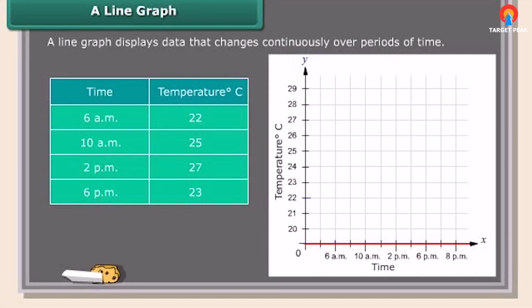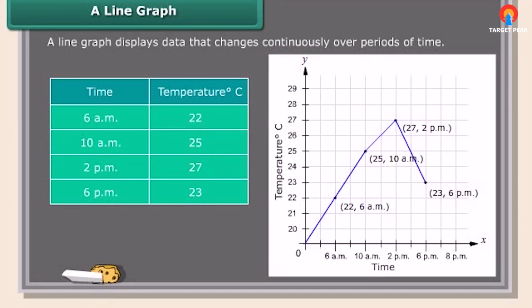The horizontal line, the x-axis, shows the timings at which the temperatures were recorded. The vertical line, the y-axis, denotes the temperature. The temperature of every 4 hours is recorded and plotted as points, as shown in the graph. These points are connected by line segments. The result is a line graph.